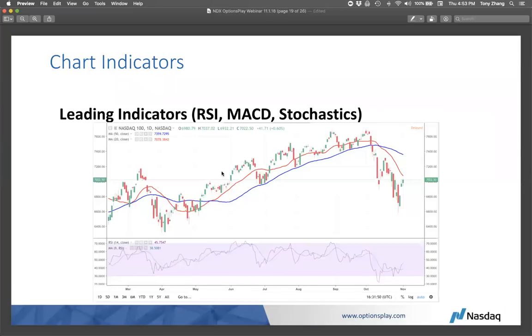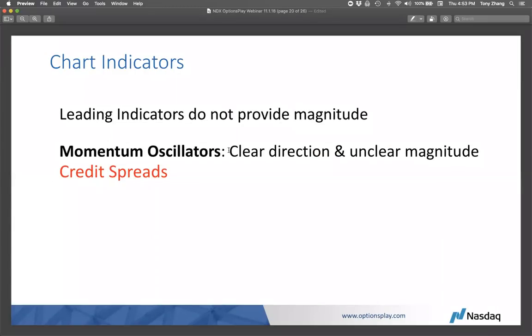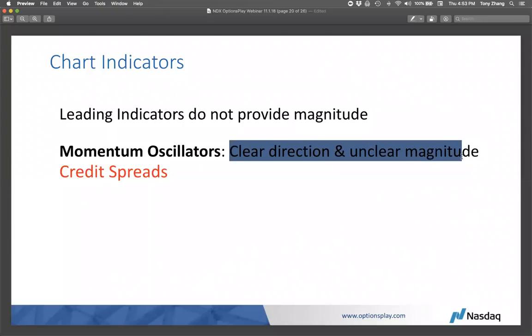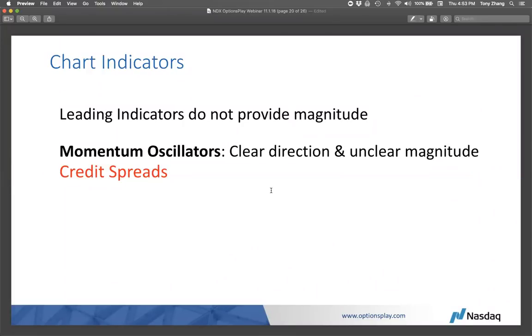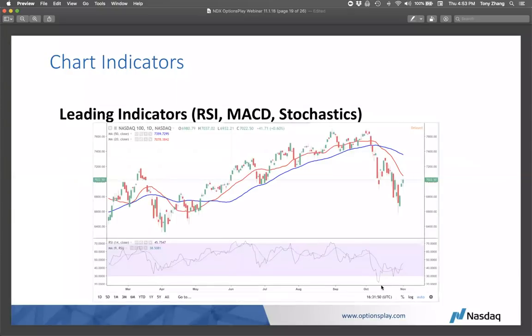So I want to make sure that people understand how to utilize these indicators correctly because when you're using these indicators, what you're getting is a clear sense of direction, but an unclear sense of magnitude. What I mean by that is when you get a sell signal or a buy signal from any of these indicators, it doesn't give you any sense for how far it can go. So when you get a buy signal on the RSI here, is it going to go up 10 points, 50 points, 100 points? There's no indication that the indicator is going to give you as far as magnitude.